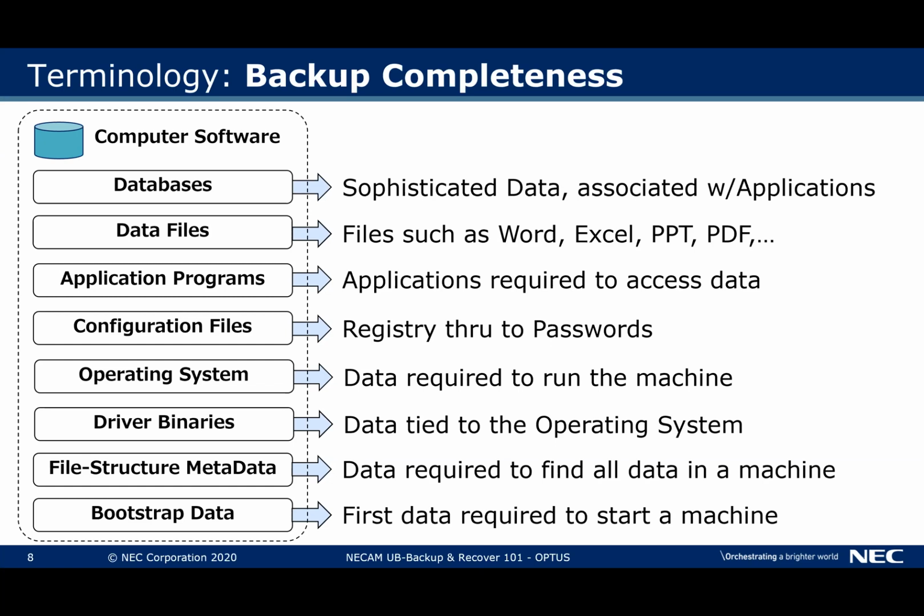There's the operating system itself, which is required. There are configuration files, such as the registry through to the passwords, that without that information, even though you may have the data file, you can't access it because you don't have the password data. There's the application programs, and this is important because there are different versions of the application programs out there. So even though you may have a file, you may not be able to open it because you need to have the right version of the application program that goes along with it.